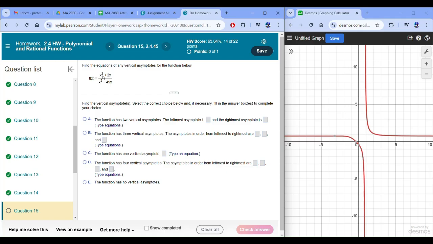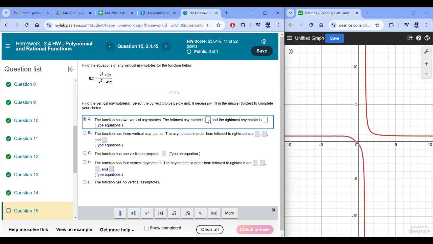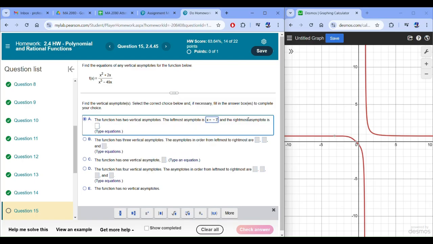Find the vertical asymptotes here. They both have an x in common. The x will cancel out. That's x plus 2. That's x plus 7 minus 7. So then there should be two vertical asymptotes. The leftmost is at x equals negative 7 and x equals 7.